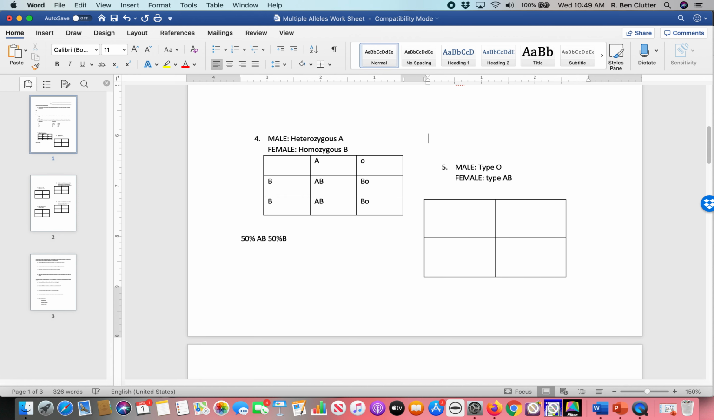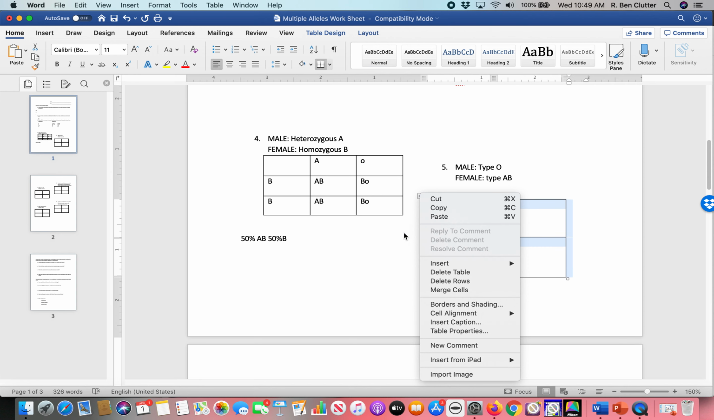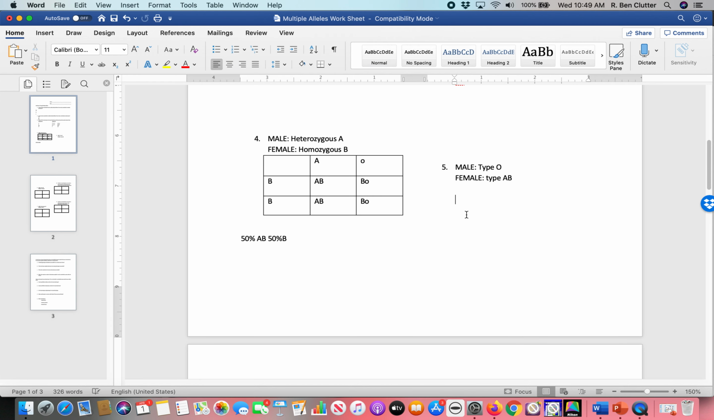And I'm going to keep messing with this until I get the format right, probably, so. Insert my own table. Yeah, see?